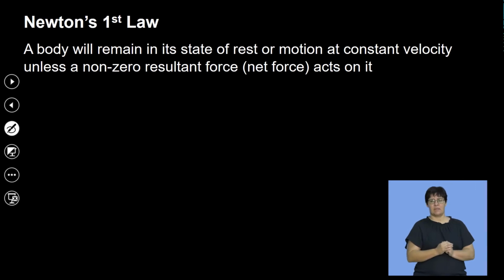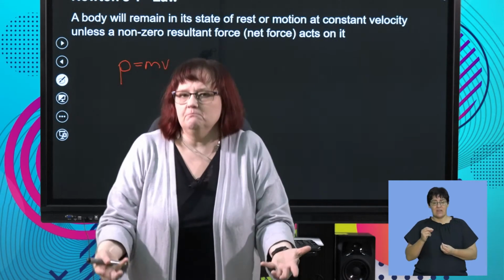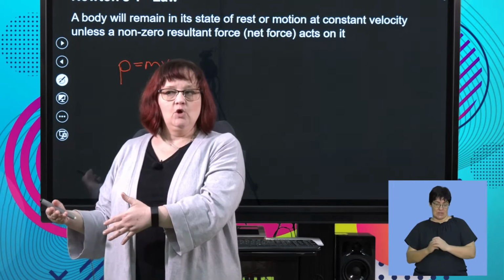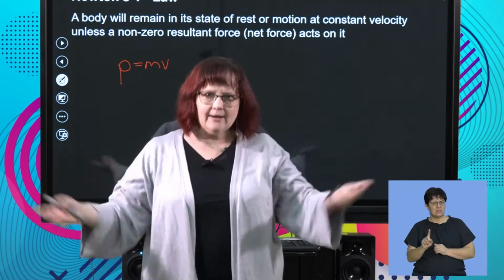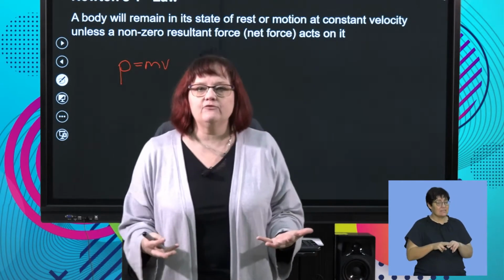So a body will remain, this is the official definition, at rest, in its state of rest or motion at constant velocity, unless a non-zero force or net force acts on it. So if I look at momentum, that velocity is a constant velocity. So if an object has a constant momentum, its velocity isn't changing, which then means it will keep on at that momentum unless something changes it, unless a net force acts on it.